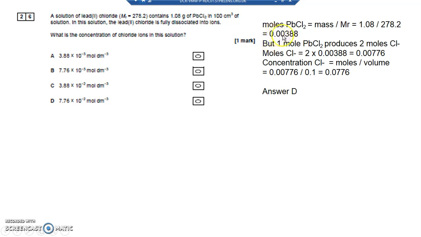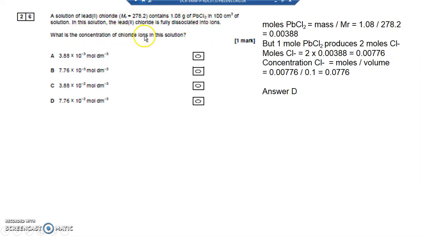I've got 0.00388 moles of PbCl2. I've dissolved it in 100 centimetre cubed of solution. That's a bit of a red herring. I've dissolved it in some water. I've made a solution out of it, and in this solution the lead-2 chloride is fully dissociated into its ions. It means that the Pb has formed an ion, and the two Cl's have formed ions, so it'll have formed Pb2+ and 2 lots of Cl- ions.